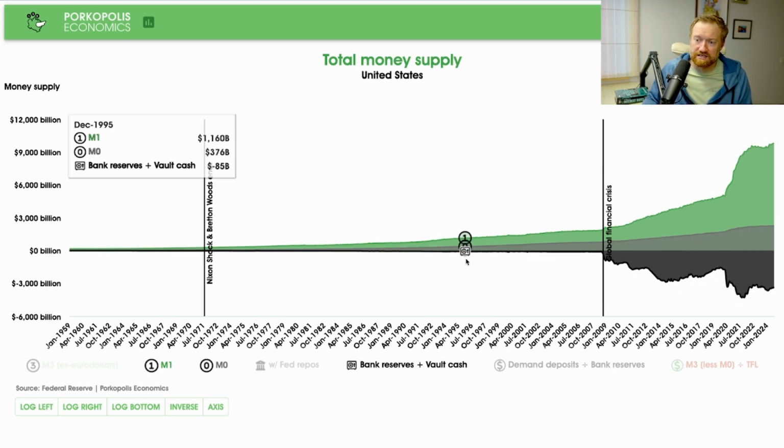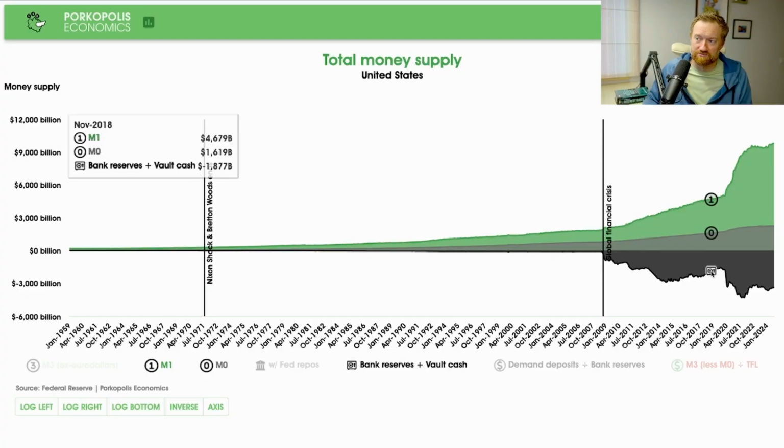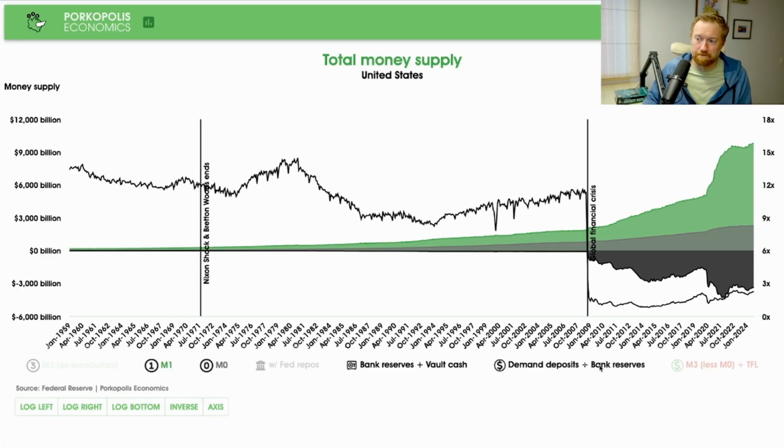So how would we do something like an M1 multiplier, but it's the sacred multiplier. If you're an Austrian, it's demand deposits divided by bank reserves. Okay, so it's M1 minus M0 divided by bank reserves. Let's put this multiple up. It's gonna be on the right-hand side now.